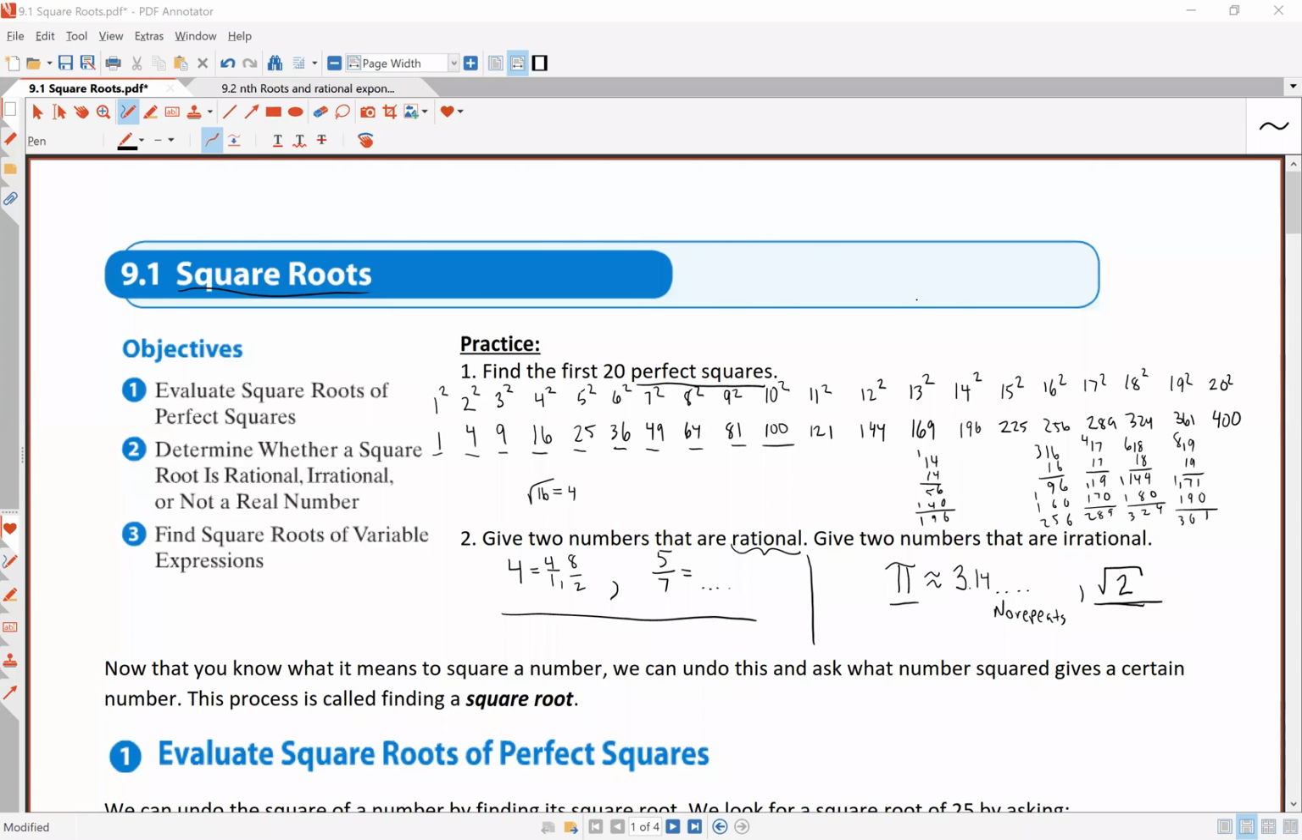This video covers section 9.1, square roots. Objective 2, determine whether a square root is irrational, rational, or not a real number.